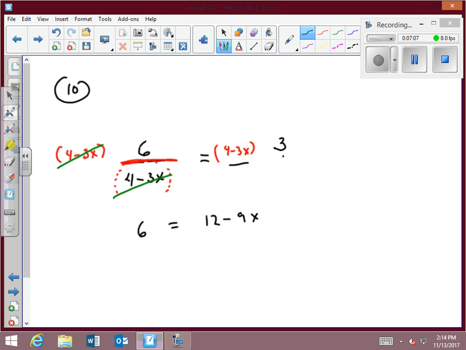Now we'll go left with the variables and right with the constants. So we get a positive numerical coefficient. It's plus 9x equals 6. Divide by 9. Reduce that down, 2/3. And there's your answer. Any questions? Okay.